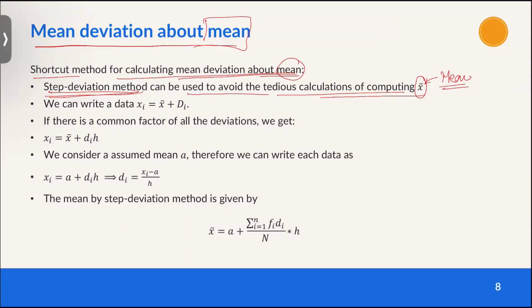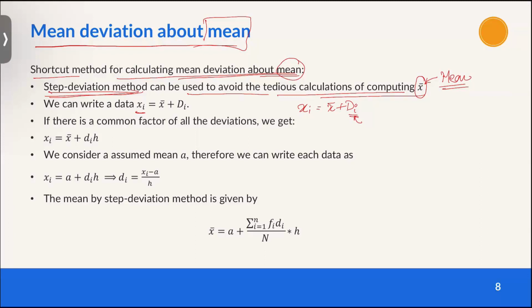You see, each xi can be written as x bar plus the deviation di. Okay. And we have not taken absolute deviation. It is just the deviation di. Okay. This is not absolute deviation. It is just the deviation.